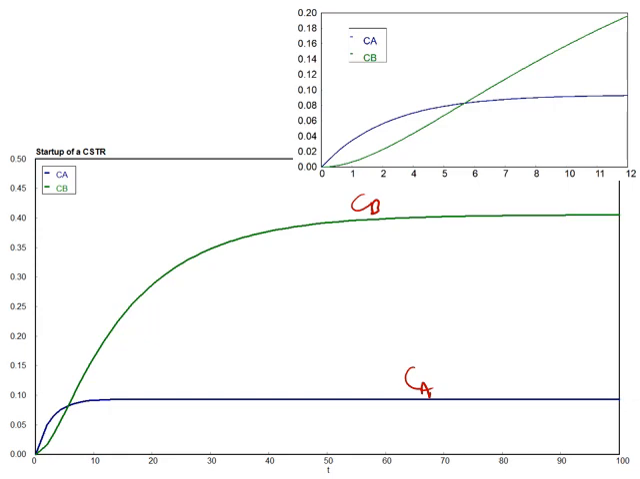If you look here, CB is kind of S-shaped, so probably it is a second order system. A is increasing and then flattening out, so it is kind of a first order system. It is really amazing. Both A and B are in the same reactor, but they reach steady state at different times.